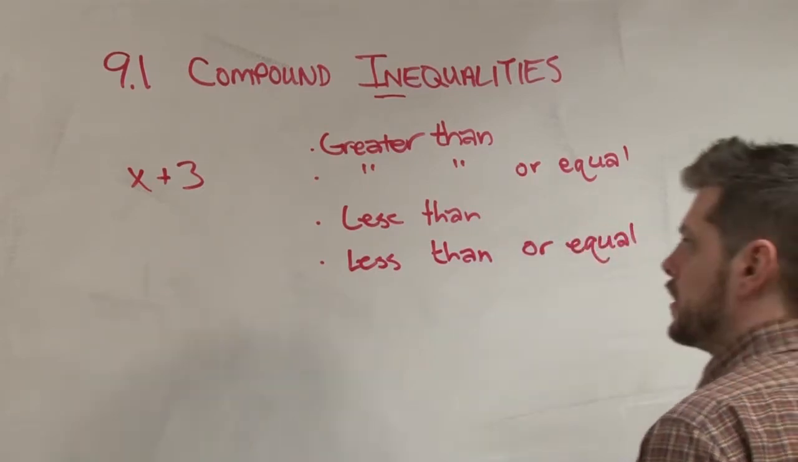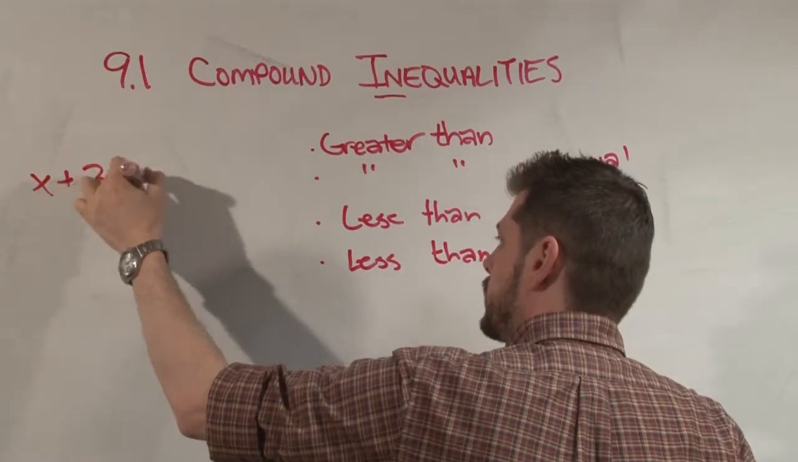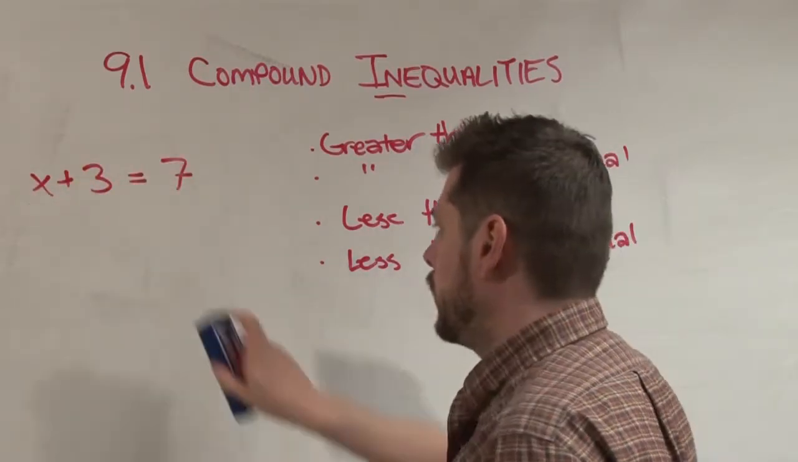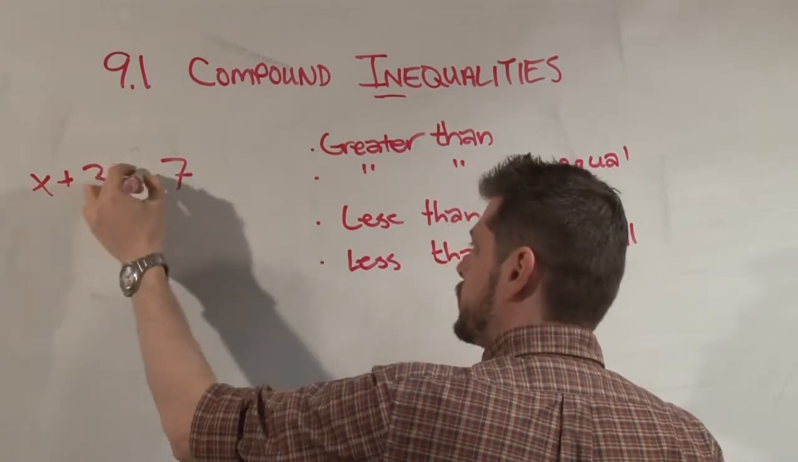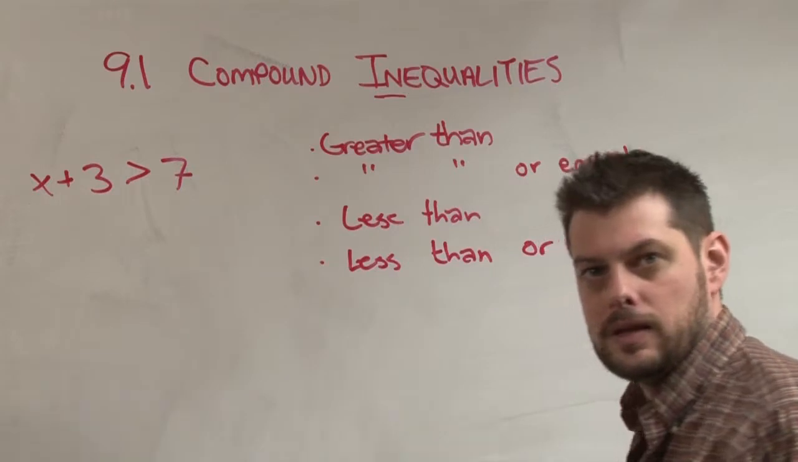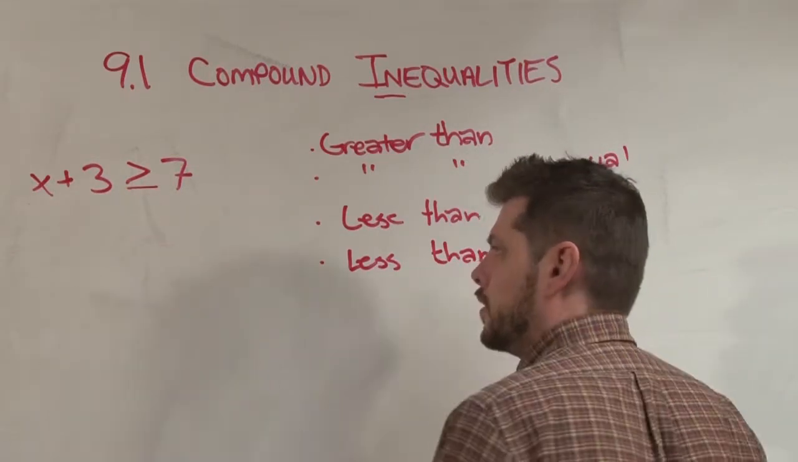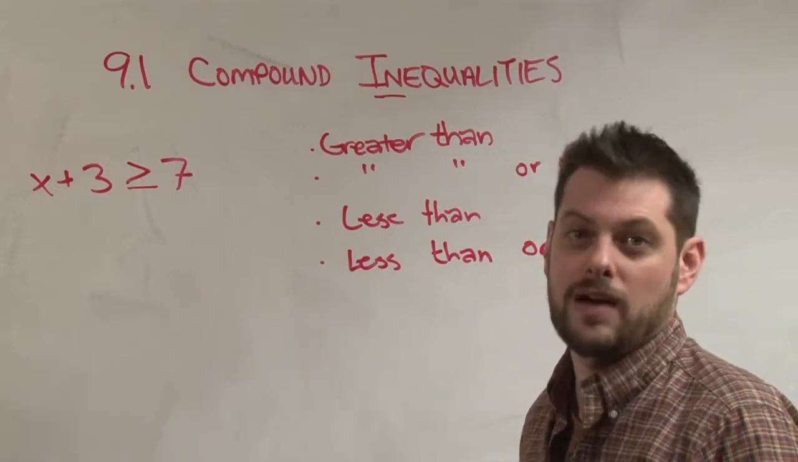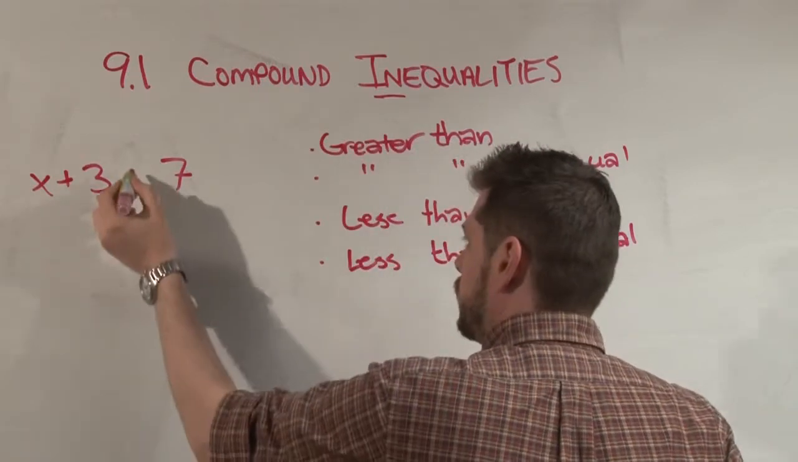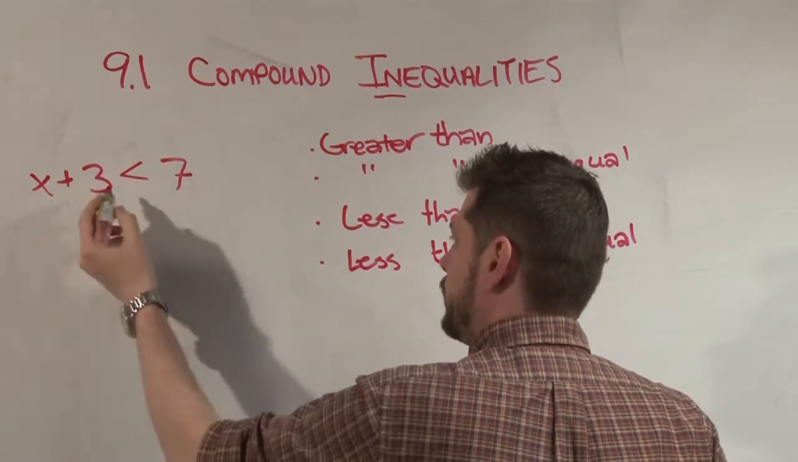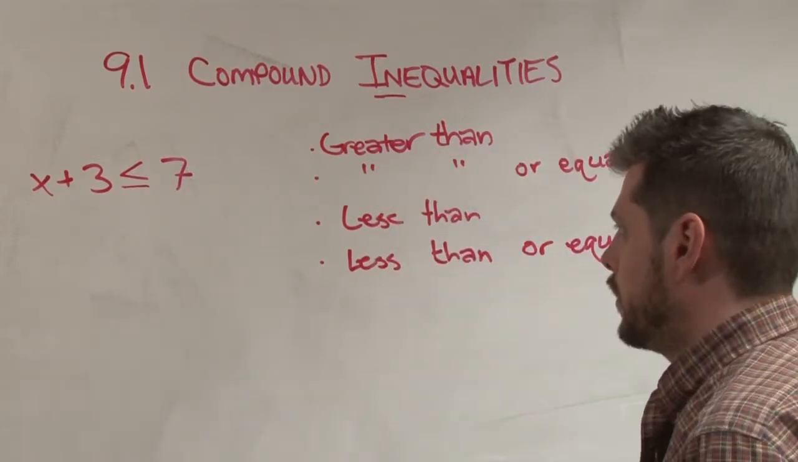So I could just as easily turn my original equality, x plus 3 equals 7, into an inequality just by changing the sign. If I wanted to say that x plus 3 was greater than 7, that's the symbol I would use. If I wanted to say it was greater than or equal to, I would just write the equal sign underneath it, or half of it. If I wanted to say that it was less than, I would use the left-bound arrow. And then less than or equal, I would just put the equal sign under there.